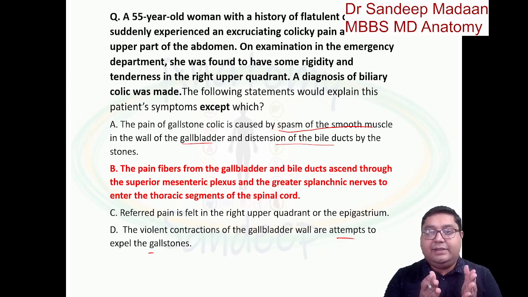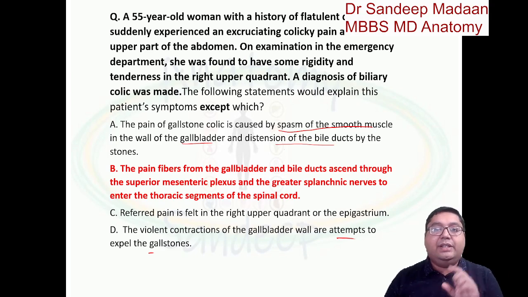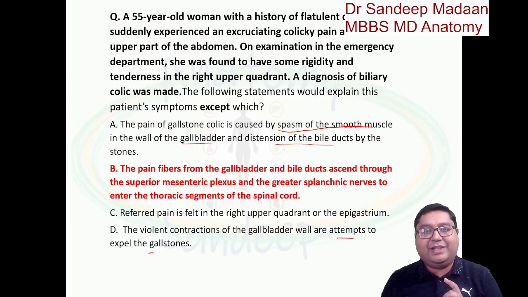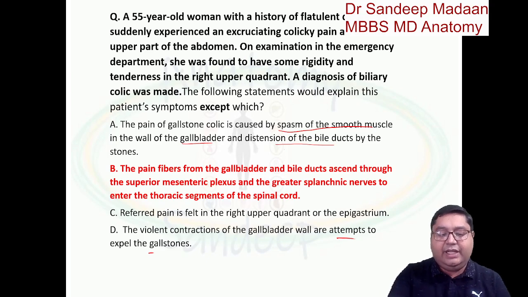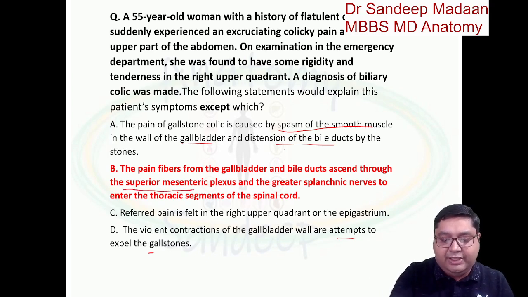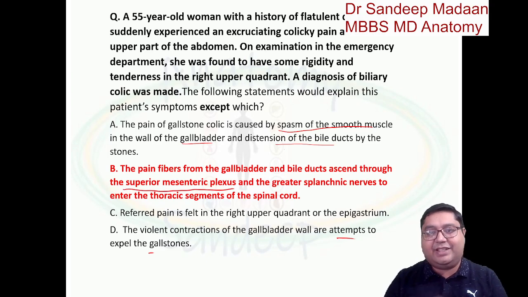That is the cystic artery, which is a branch of the hepatic artery, eventually coming from the celiac trunk, not from the superior mesenteric artery. So the celiac trunk branches will carry the sympathetic fibers. That is why it will not come from the superior mesenteric plexus. That was the catch. Now moving on to the next question.